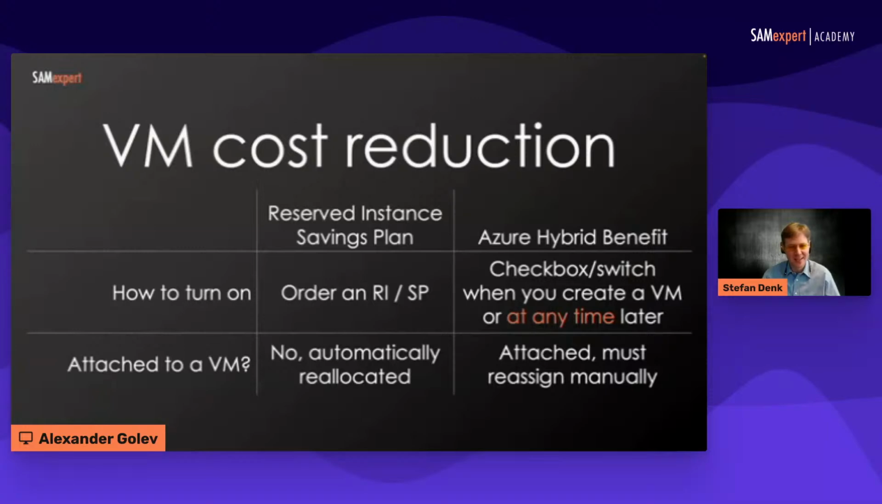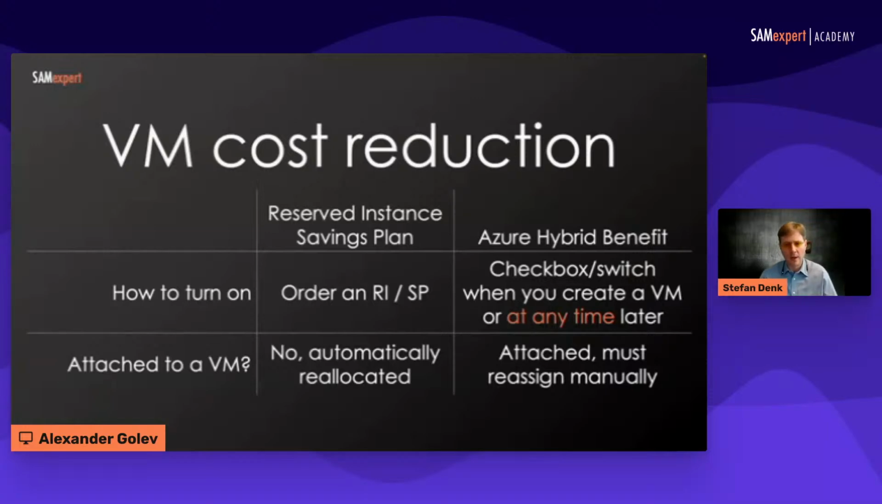Hope it's interesting. So this is a summary of how you can turn on and how you can apply VM cost reductions for savings plans and for reserved instances. The way you can leverage this is you need to order this. If you are running on an enterprise agreement or on a credit card, you can do this yourself in the Azure portal.